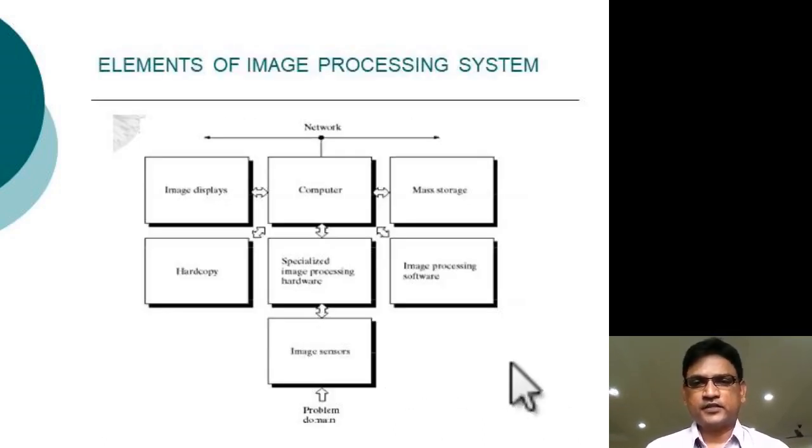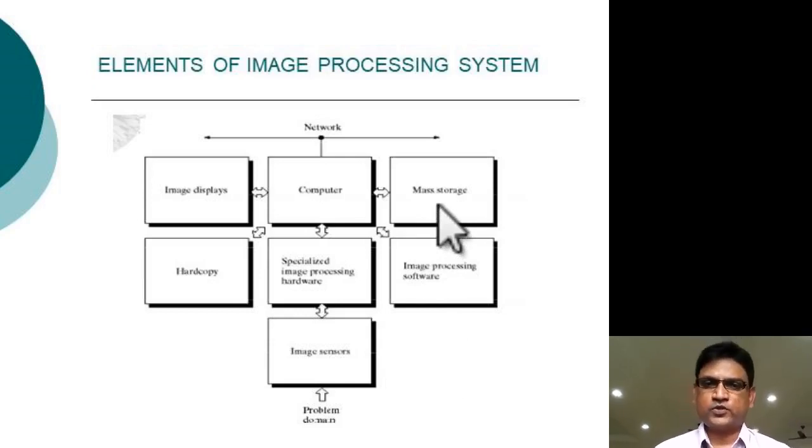Next, these are the elements of any image processing system. Here we can see there are 7 subblocks, including a network. And in this, we can see the mass storage. This is a very important element in an image processing system. This mass storage consists of 3 categories. One is temporary storage, which is provided by the system that is being processed itself. And the other form of this temporary storage is frame buffers.